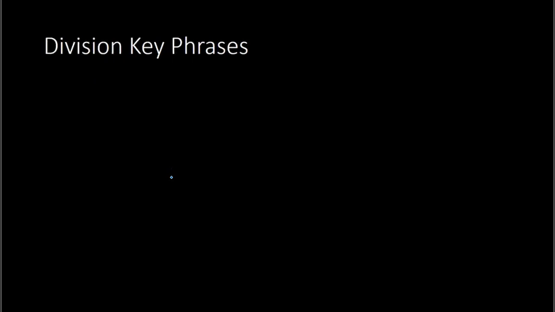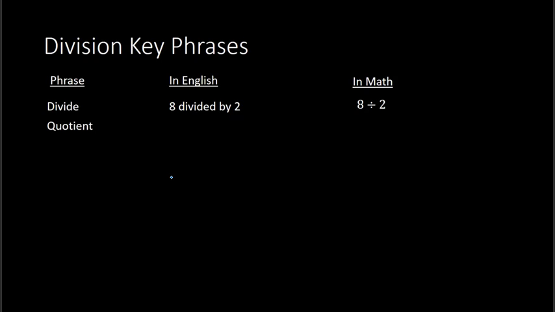Next we have division. With division, the first word that we have is the word divide. So if I said 8 divided by 2, that means I take 8 and divide it by 2. The next word is the word quotient. So if I were to say the quotient of 8 and 2, that means 8 divided by 2. Another phrase is ratio of. So if I were to say the ratio of 8 and 2, that means I take 8 and divide it by 2.